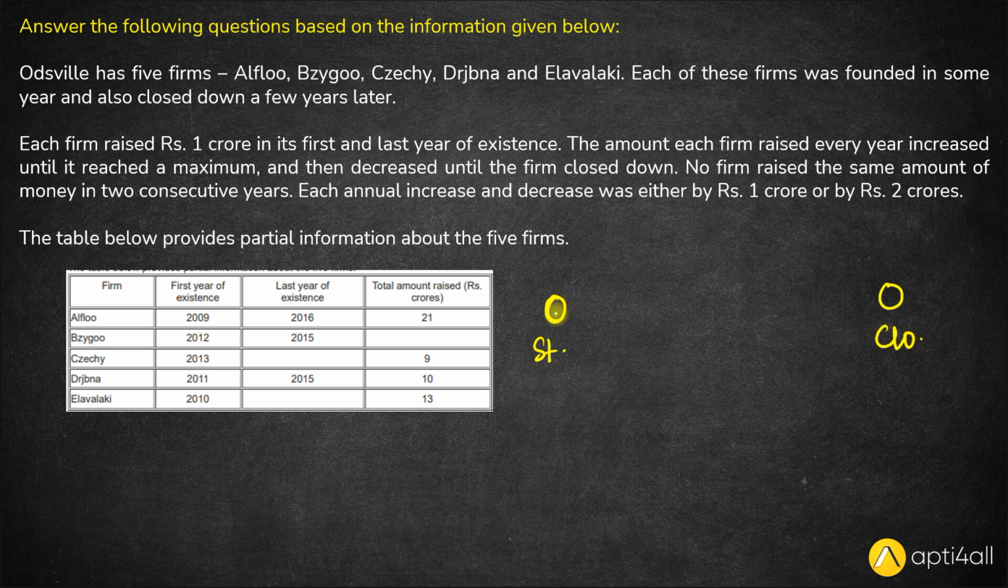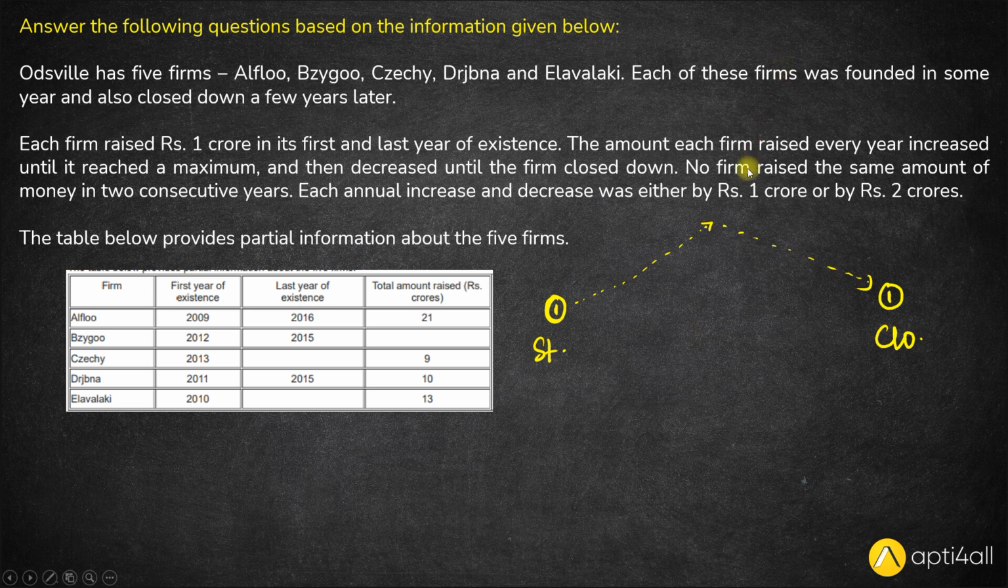Okay. So at the start it raises 1 crore, at the end it raises 1 crore, and the amount raised every year increases till a certain point and then decreases after that. So the progression is basically increase and then decrease. It's not going to be an increase, then a decrease, then again an increase, then again a decrease. No, it's a two-step progression. Initially it only increases and then finally it decreases down to 1.